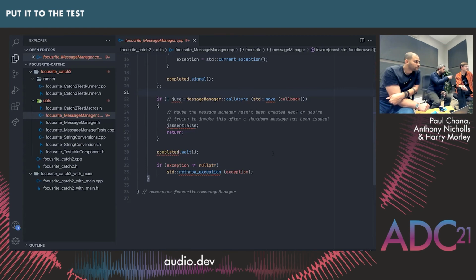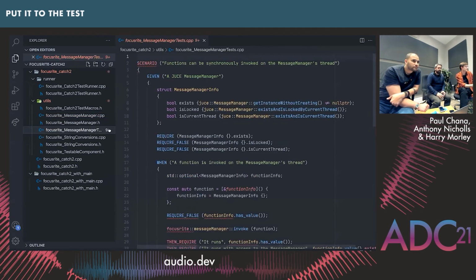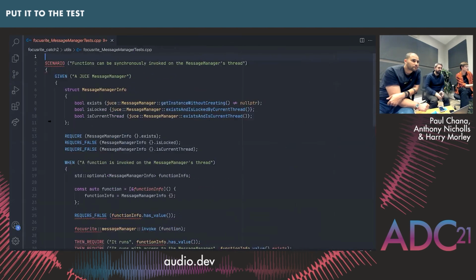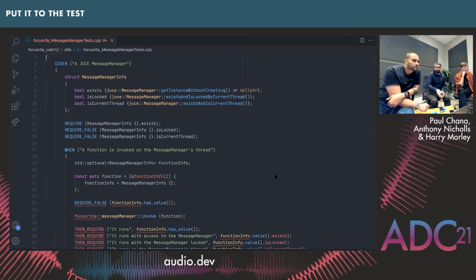And if you look at the Focusrite message manager tests, there's actually a bit of wording I noticed that could be a bit better. I need to go and refactor slightly. But we wrote these tests. So I wrote, given the JUCE message manager, when a function is invoked on the message manager thread, there's basically a struct up there that checks that the message manager exists, whether it's locked or not, and whether the current thread is the message thread. As you construct that object, it just uses the default constructor for each of those members.